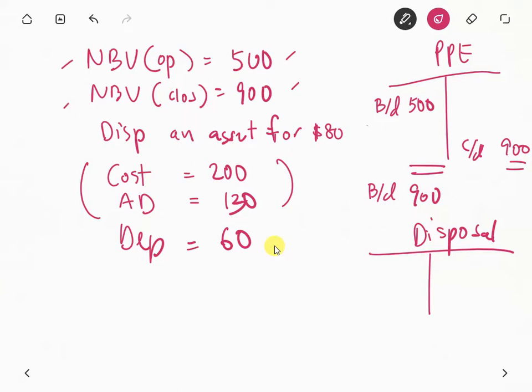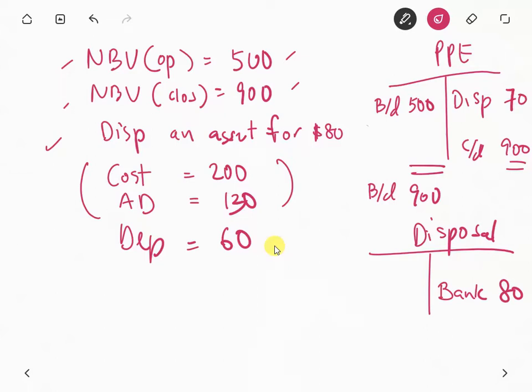I dispose of an asset for 80, money. Put it in PPE or disposal? I sell it for 80, money. Put it in disposal, debit or credit. I receive money, debit bank, credit disposal. This one done. The disposal, I dispose of an asset with a cost of 200, accumulated of 130. I already combined together. Disposal, how much? Must be net book value.